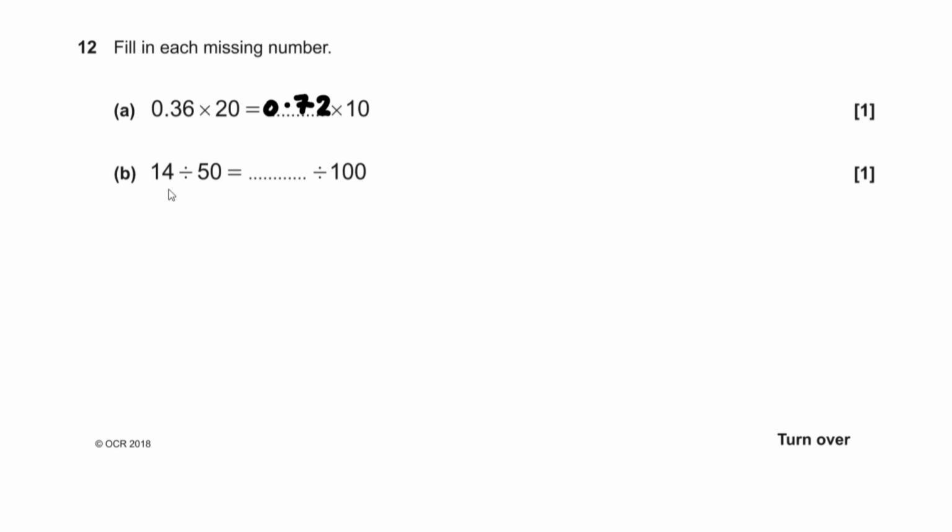Part B, I've got 14 divided by 50 equals something divided by 100. Well, 50 is half of 100, and 28 is double 14. So 14 divided by 50 is the same as 28 divided by 100.